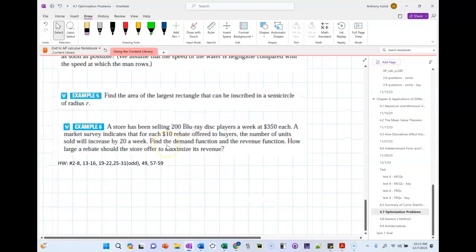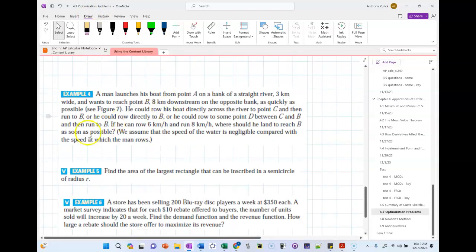Let's see, what do we have here? I'm going to skip this one. I want to do a more geometric one, I think. Is that okay with you guys?